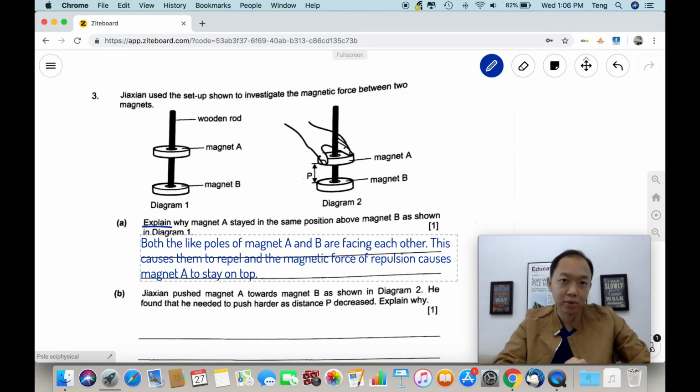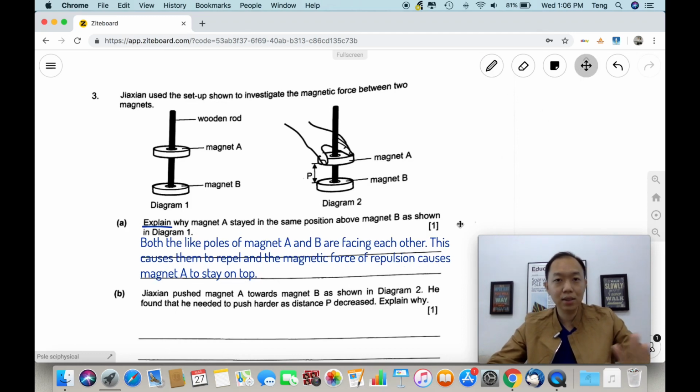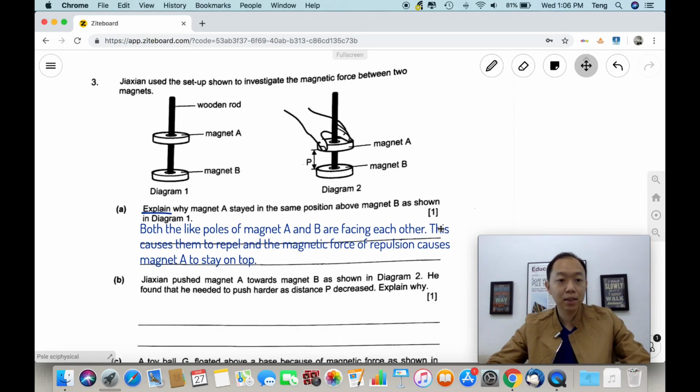So you want to talk about forces, magnet, like poles repel, go up. You see, these are the ideas in your head. Just write them down. You should be pretty okay. Next one. Now, of course, here we are assuming that you understand magnets, like poles repel, unlike poles attract. So if you don't understand that, you gotta go back to your basics.